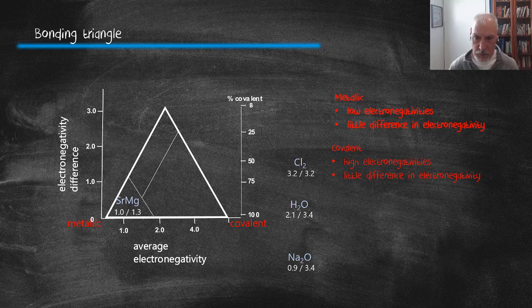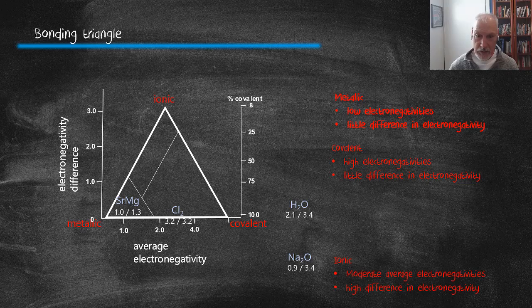In the bottom right-hand corner, we have covalent compounds. They have high electronegativities. These would be nonmetals, and very little difference between their electronegativities. My example here, chlorine gas.